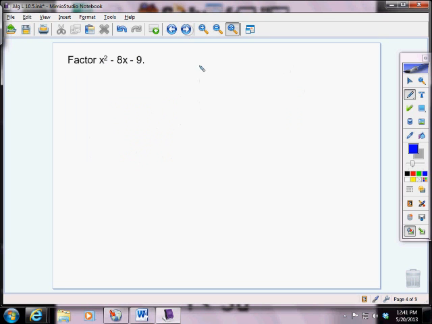Let's try another example. Factor x squared minus 8x minus 9. Now notice in this situation they're both negative. The only way we can multiply two numbers to give us a negative 9 is if one's positive and one is negative. This is where it can get a little tricky. One has to be positive, one has to be negative. They have to add to give you a negative 8.